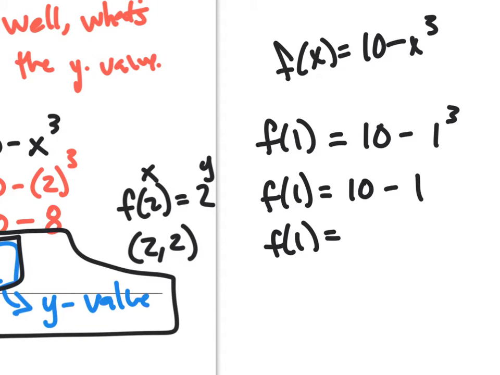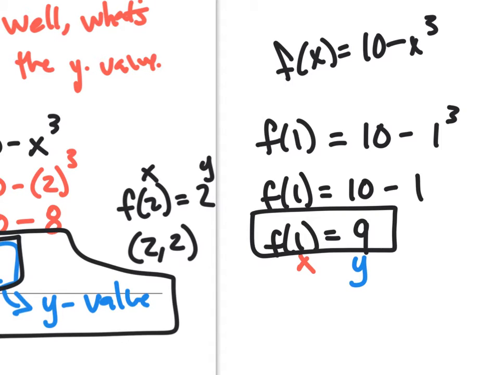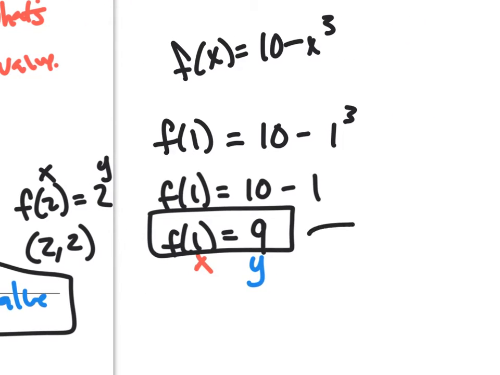What's 10 minus 1? 9. So here's the thing. This is your x value. This is your y value. What this represents is a point on the graph. This is just a different way of writing it. This means the exact same thing as me saying the point (1, 9). That's all I'm doing. You're plugging in 1 and finding the y value. It's confusing, it's just written differently.